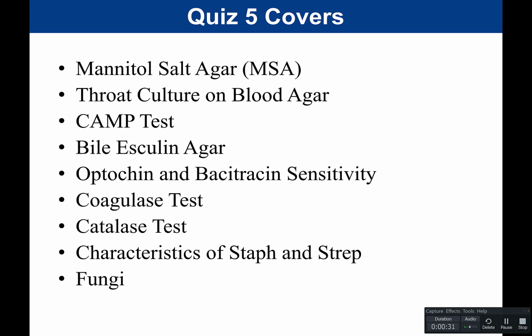And then I'm adding one additional part to that, and that is the fungi, because I want you to start reviewing that now for your lab final. So I did add fungi to this list, but I'm going to walk through the slides for these and just quickly review with you what is on those slides and what is important to know. So let's walk through and take a look at this.